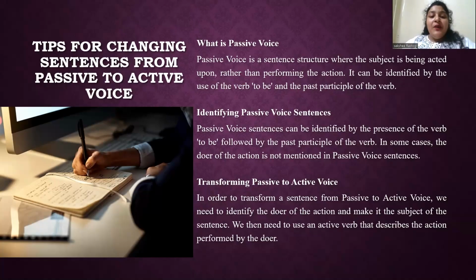Find the agent, which determines who or what performs the action. Swap the subject and agent, which means make the agent the new subject and the original subject becomes the object. Change the verb: convert the passive verb to the active form. Adjust the sentence structure: rearrange the sentence to conform to active voice order, which means subject, verb, object.